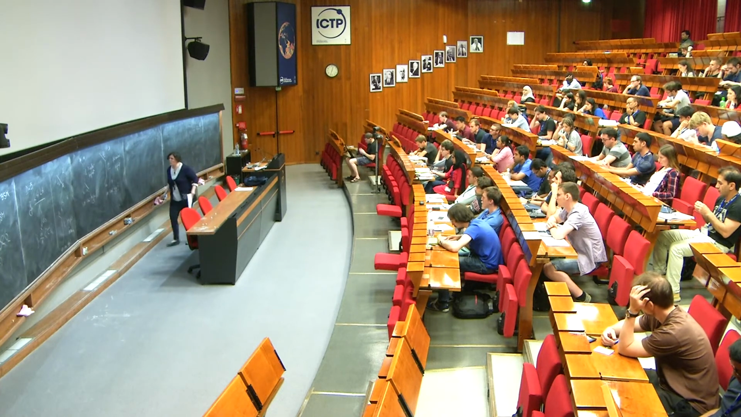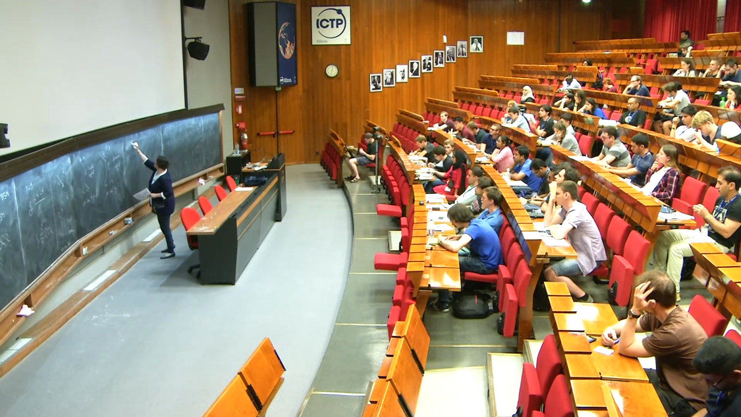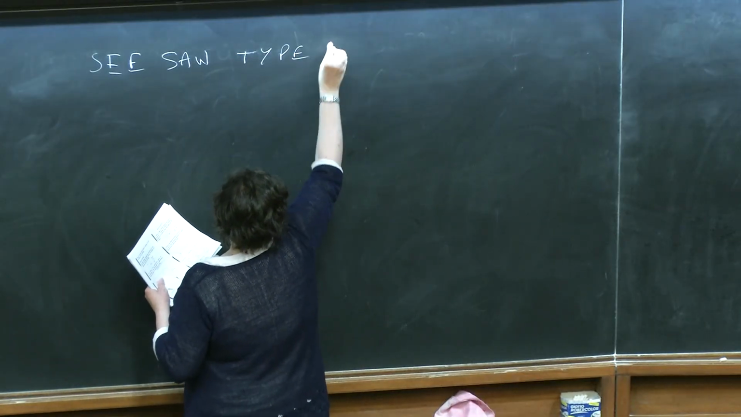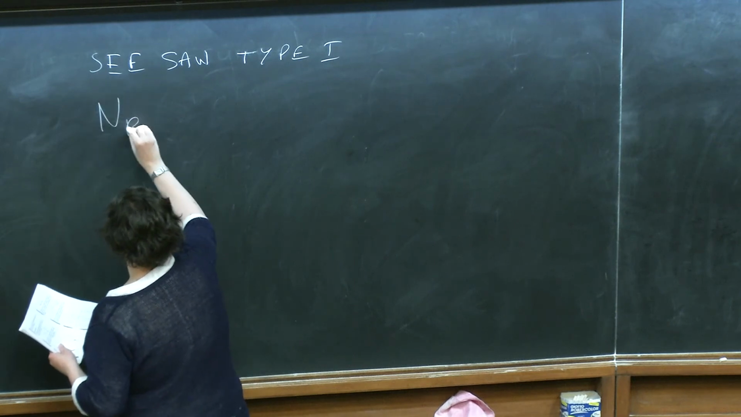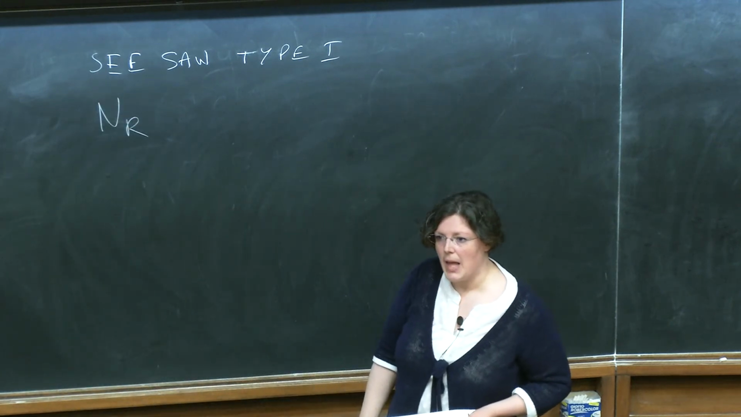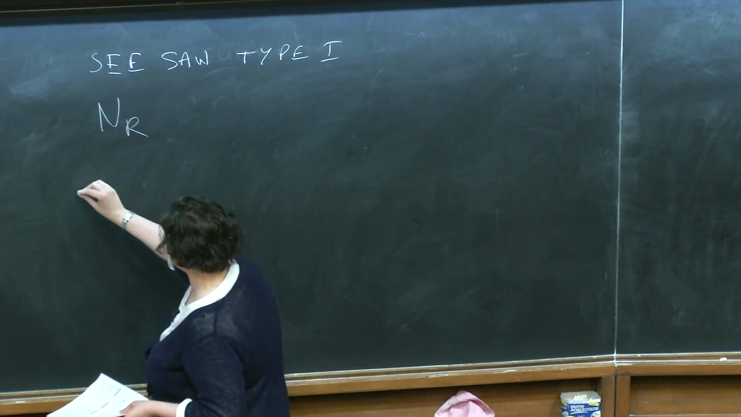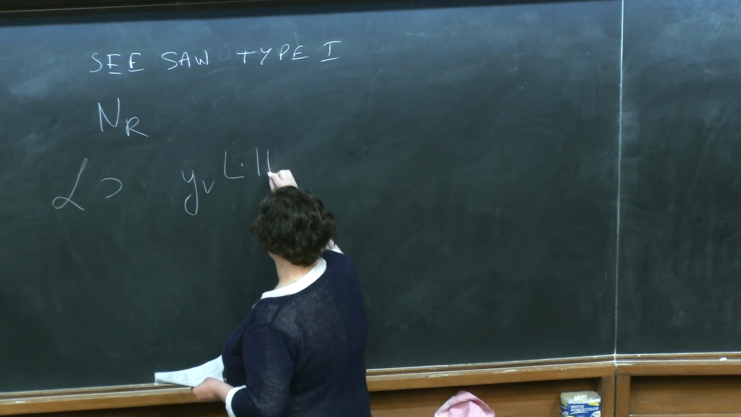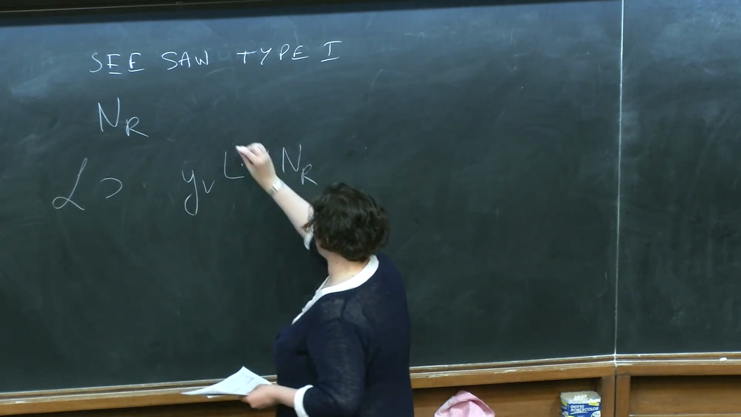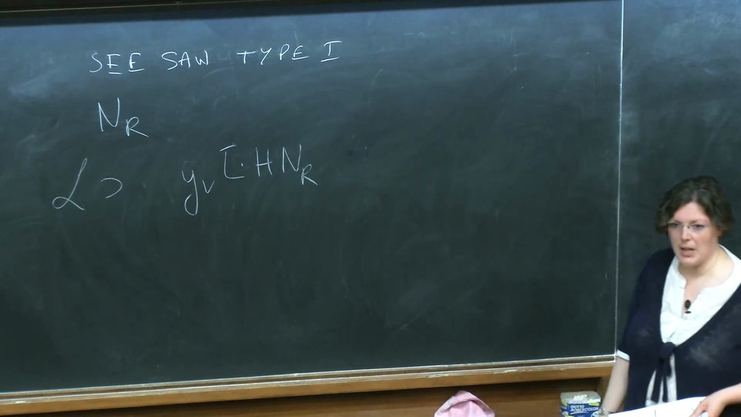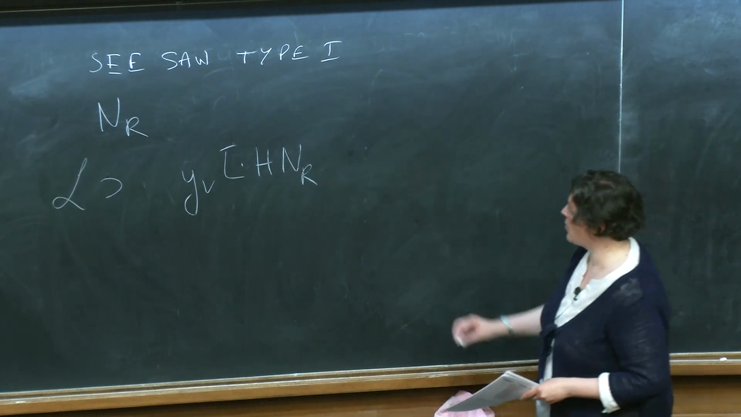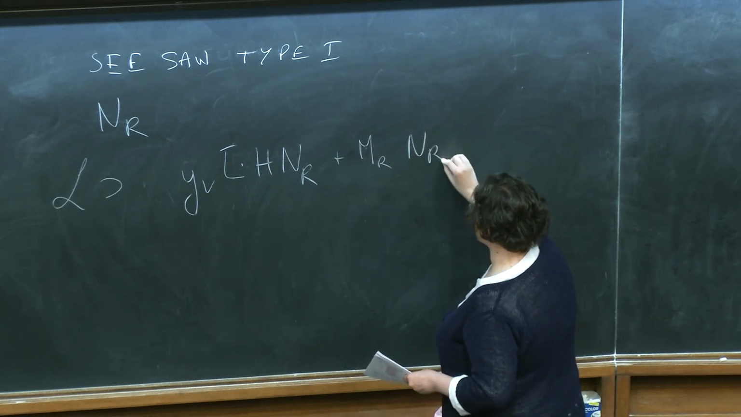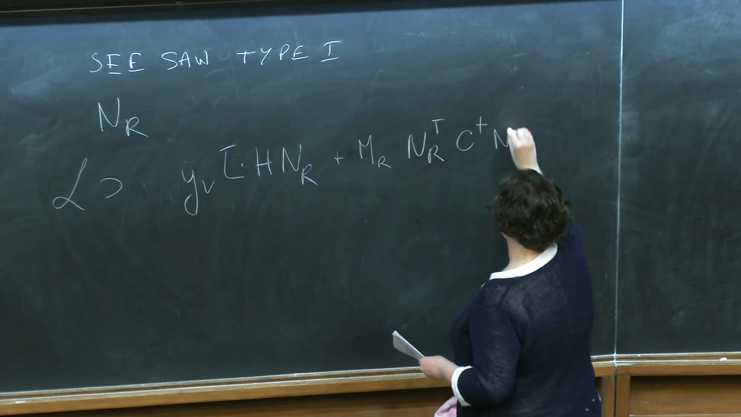So in seesaw type 1, as I already said, you have a new fermionic state, nu R, which is a fermionic singlet. So what I can do is write down in my Lagrangian a coupling L H nu R, which respects lepton symmetry. I charge both nu left and nu right in this way. But it's a fermionic singlet, so there is no good reason why I cannot have a Majorana mass term for nu R.